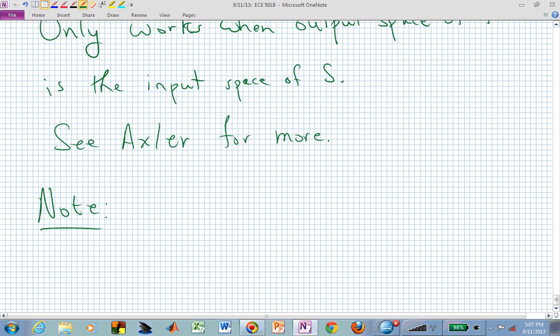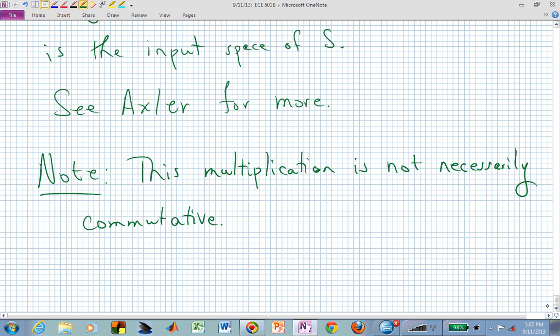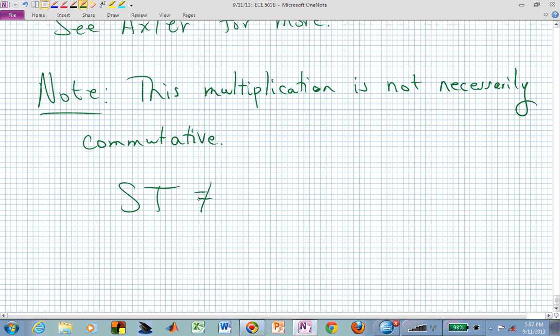And that's what I'm saying here, is this multiplication is not necessarily commutative, or that may not commute, meaning this ST product in general may not be the same as TS. And that's because of what you already know dealing with matrices. You can find examples where that's not true.